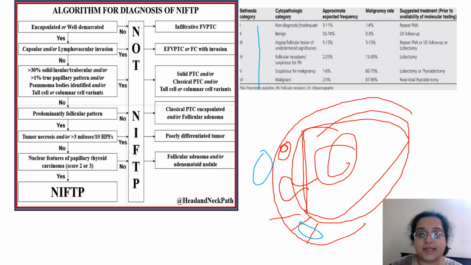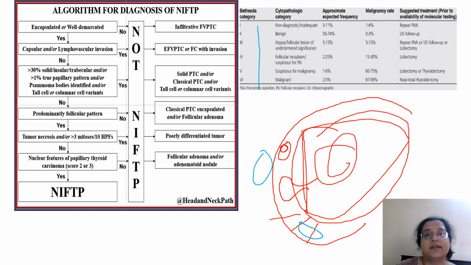So when you get a thyroid sample and you are suspecting some sort of a follicular lesion, you see whether it is encapsulated or well demarcated from the surrounding thyroid parenchyma. If not, then it goes towards infiltrating follicular variant of PTC. Of course you have to see the nuclear features. But if it is encapsulated or well demarcated, the first point that you come across for NIFT-P is that it is well demarcated. Look for invasion of the capsule or the vessel, as I've shown you. If it is not there, then move ahead towards NIFT-P.